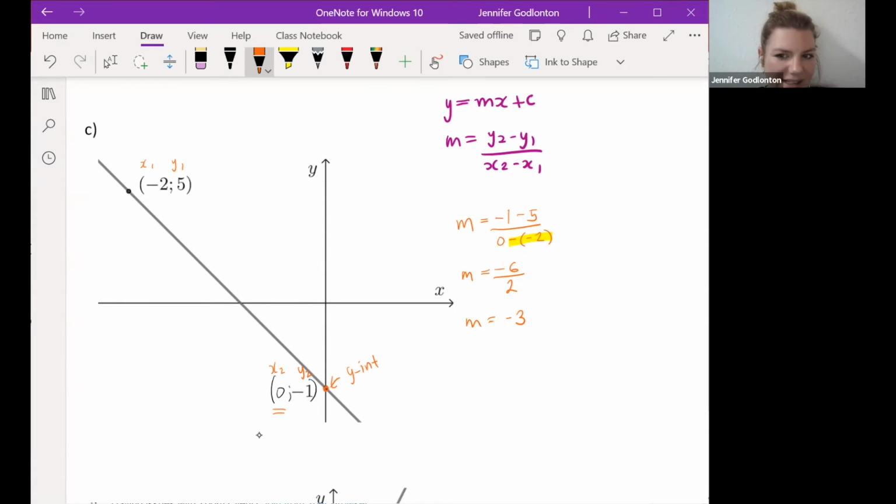Now I have my gradient. My y-intercept is this one over here because it crosses my y-axis. So my equation is going to be y equals -3x minus 1.